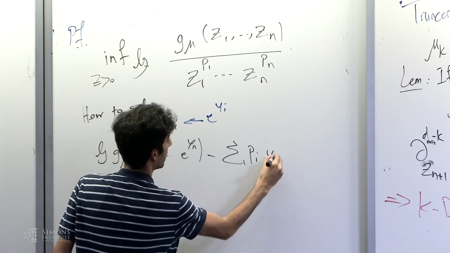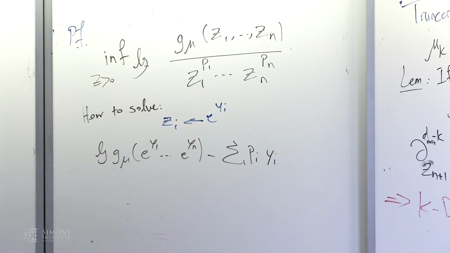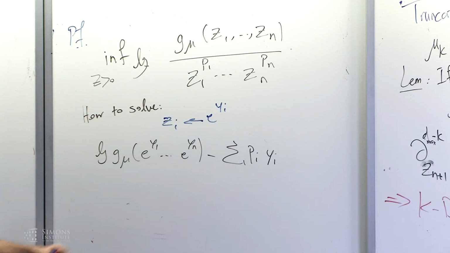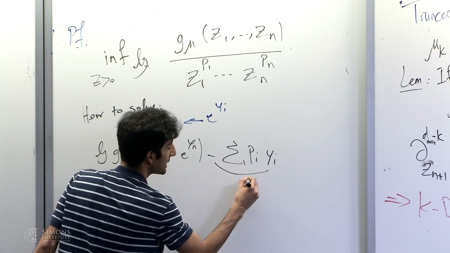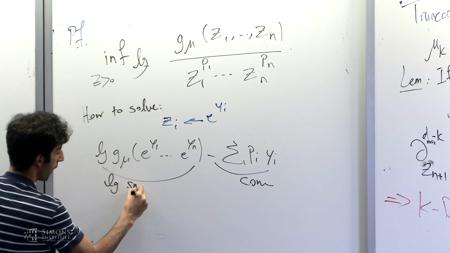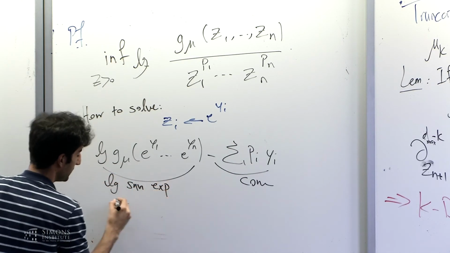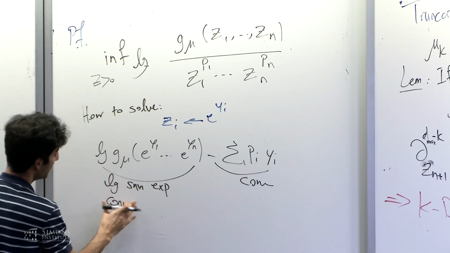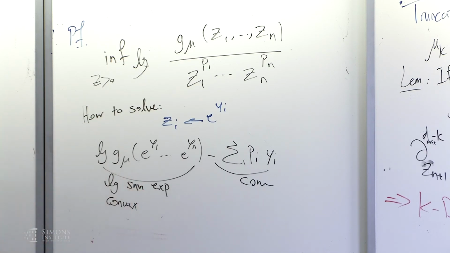pi yi. For this, you don't need Rayleigh, right? You need only positive coefficients. Exactly. In order to solve this, you just need g mu to have non-negative coefficients. As long as g mu has non-negative coefficients, you can do this optimization. This is a convex function. And this is, again, log sum exp. And it is convex. So log sum exp is convex.